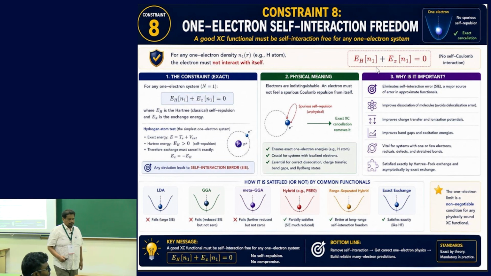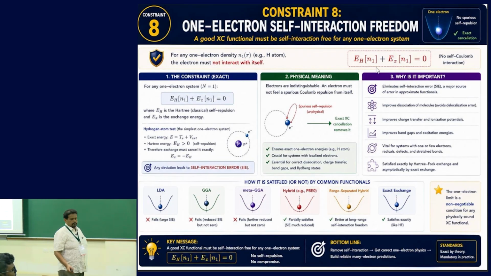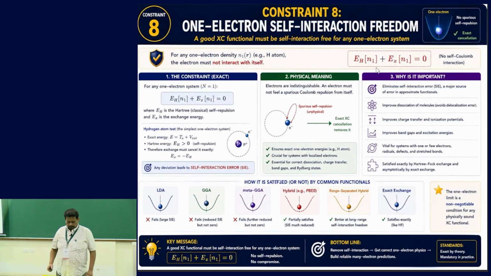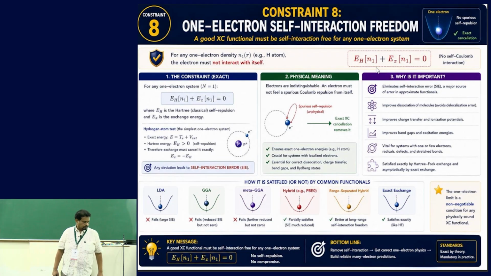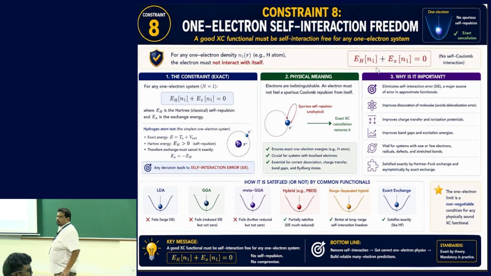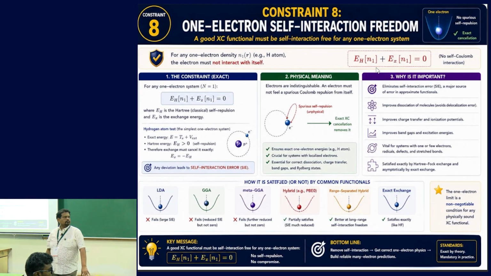So suppose you take a hydrogen atom, right? And in the hydrogen atom, take the density, which is exponential minus R. You calculate the electrostatic energy of it. You calculate the exchange energy. There should be none; they should add up to 0. If they don't, then you're making an error in the functional.